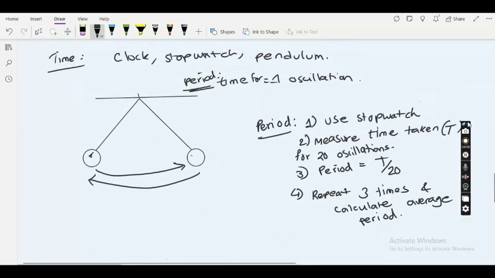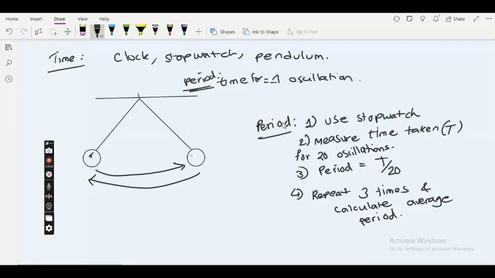And we can measure this period using a stopwatch. How? Just measure the time taken for 20 or more oscillations, and then to find the period, just divide the total time by 20, or the number of oscillations you're taking. And you will repeat this value 3 times or more to calculate the average period. So the more times you repeat it, the more accurate value you will get.